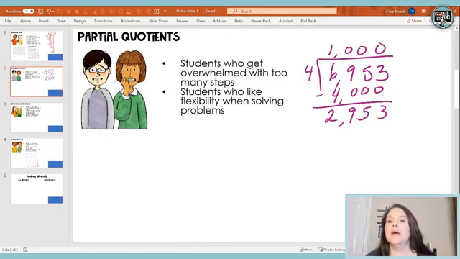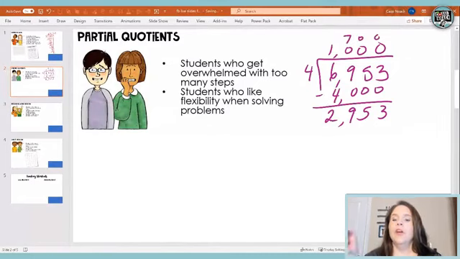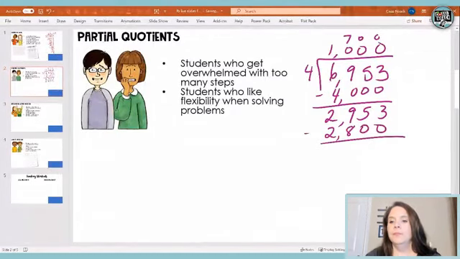Okay, so now I just want to keep going. So now what can I multiply 4 by? How many 4s do I want to subtract off at this time? So maybe I will do 700. If I took off 700 fours at a time, I would be taking off 2,800.